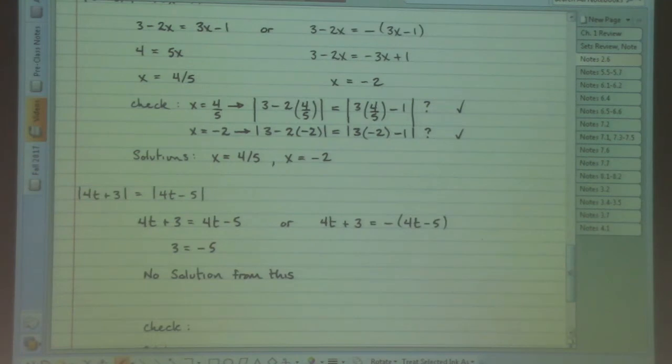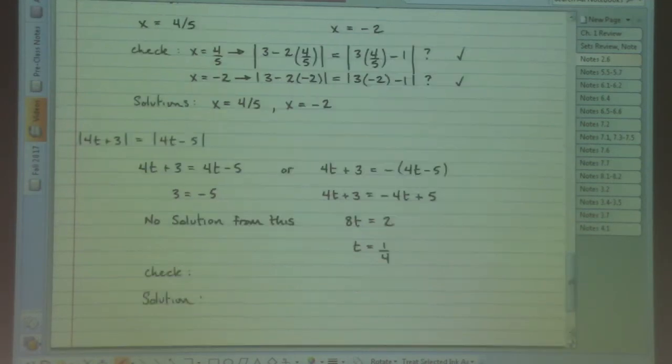What we've got showing up over there would be that we have 4t plus 3 equals negative 4t plus 5. We'll add 4t to both sides and subtract 3 from both sides, and that'll actually end up giving us one and only one possible answer here to worry about. T equals 1 over 4. I will leave that to you to check out for yourselves. Again, very good idea for you to take advantage of that opportunity.